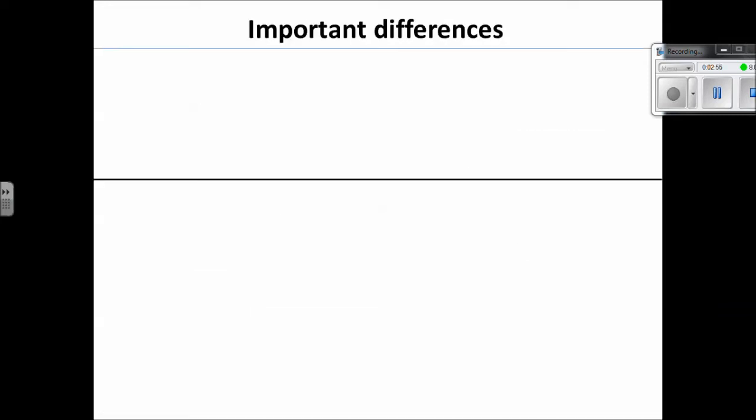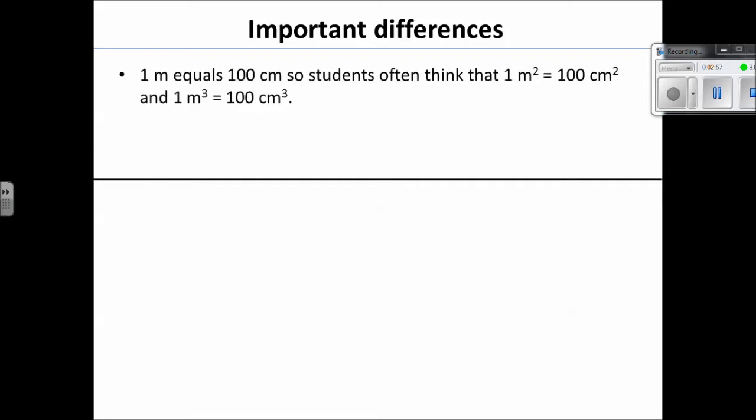So the important differences between these is that 1 meter is equal to 100 centimeters. You can look at a meter stick and you will see, yeah, 1 meter is equal to 100 centimeters. That's absolutely true. But what happens a lot of times is students will think that 1 meter squared is equal to 100 centimeters squared, or that 1 meter cubed is equal to 100 centimeters cubed. We need to make sure that that doesn't happen because this is absolutely incorrect.